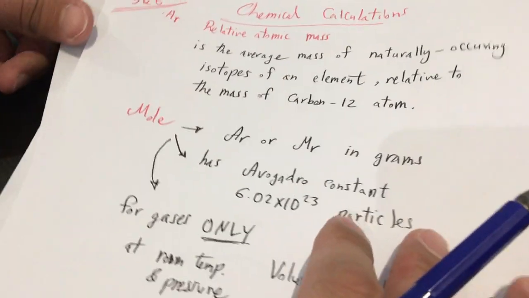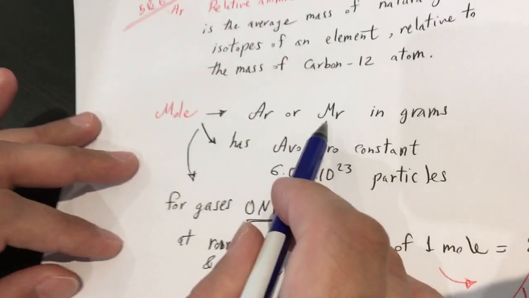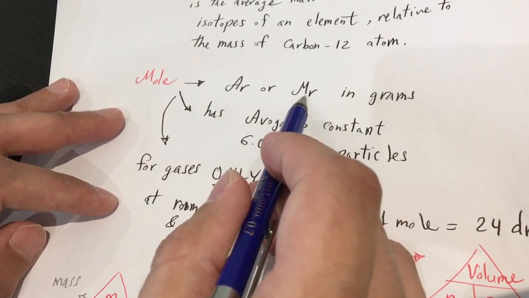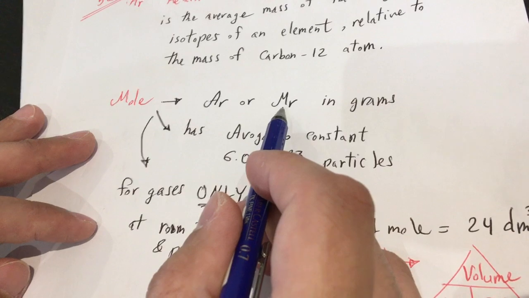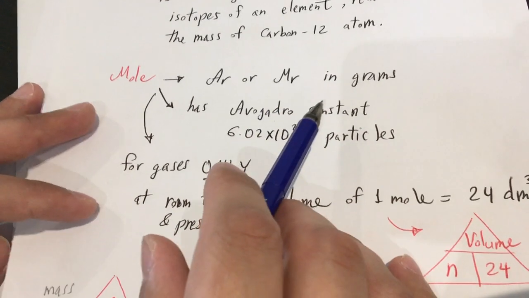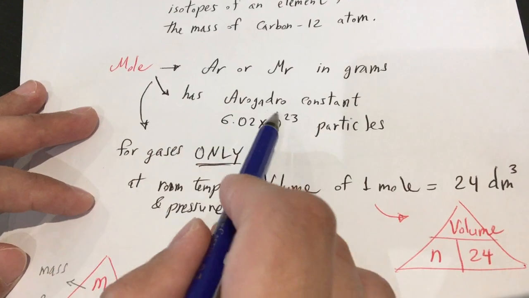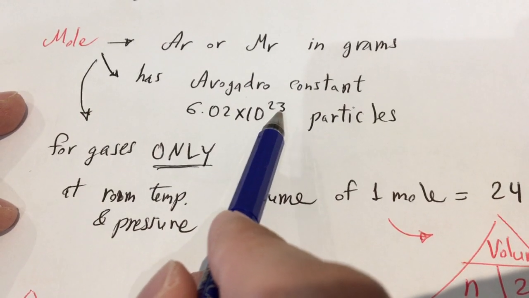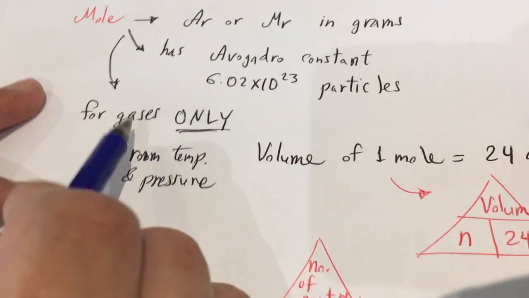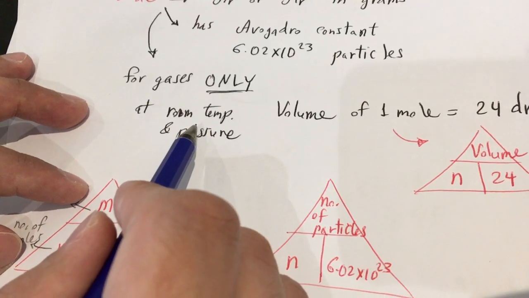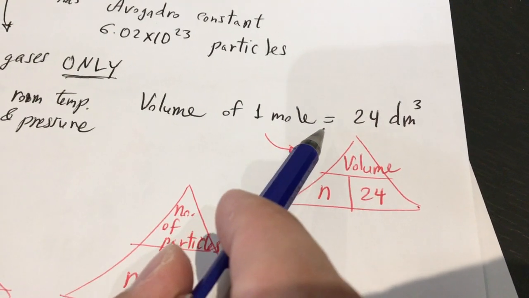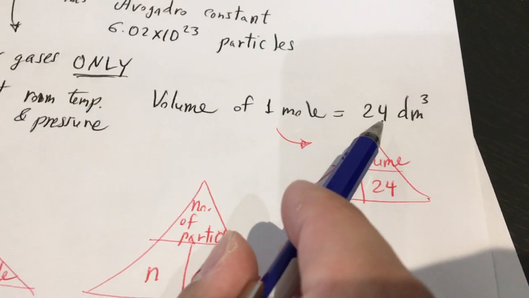After this, the moles. What is meant by mole? Mole is the relative atomic mass or relative molecular mass in grams. If I talk about atoms, we say relative atomic mass. If we talk about molecules or formula units for ionic compounds, we say relative molecular mass. One mole actually has a constant number of particles, 6.02 times 10 power 23, and this is called Avogadro's constant. For gases only at room temperature, which is 20 degrees Celsius and 1 atmosphere, the volume of 1 mole of any gas is 24 cubic decimeters or 24 liters.